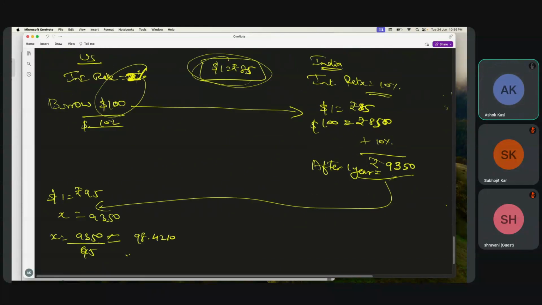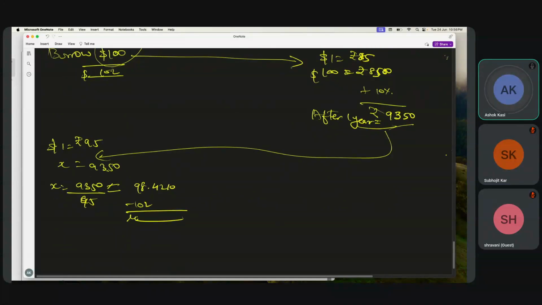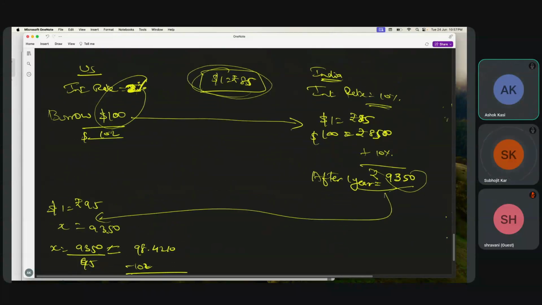So you have to pay 102. Net, it's a loss. Even though you made profit in India, when you took it to US, you are incurring losses because of the exchange rate fluctuations. Fluctuations means the currency has become weaker. That's why $1 is 95.